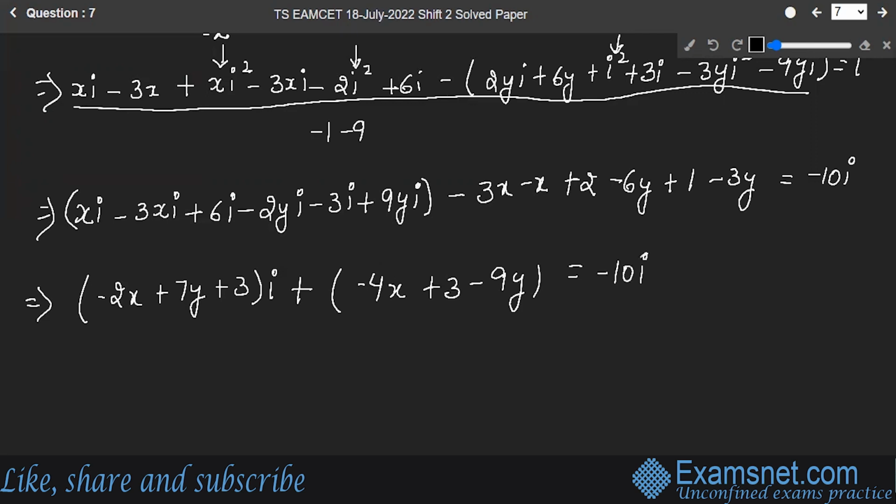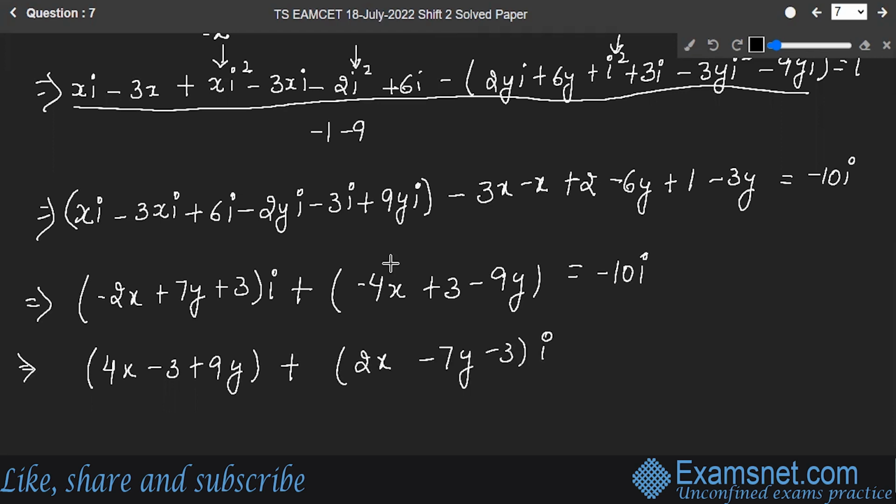Now let's multiply both the sides with minus. You will get 4x minus 3 plus 9y plus 2x minus 7y minus 3 iota is equal to 0 plus 10 iota. Right? Hope this is clear. Now let's do the comparison of the real and imaginary sides. This is the real part, this is equal to 0. And this is the imaginary part and this is equal to 10.